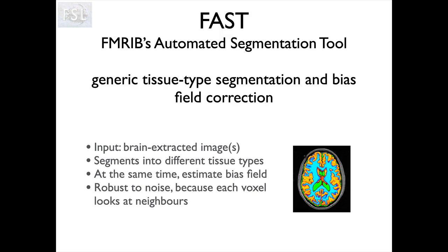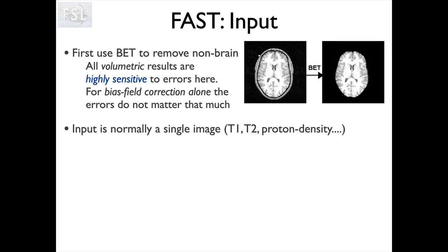The tool that we have within FSL for doing this is called FAST, FMRIB's Automated Segmentation Tool. And that's what this video is going to cover. The input that we need for FAST is just a single T1 weighted image. That's all that it requires.